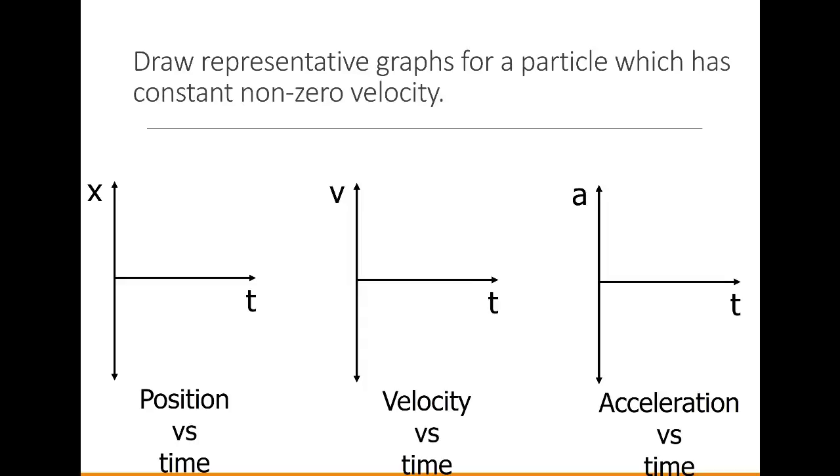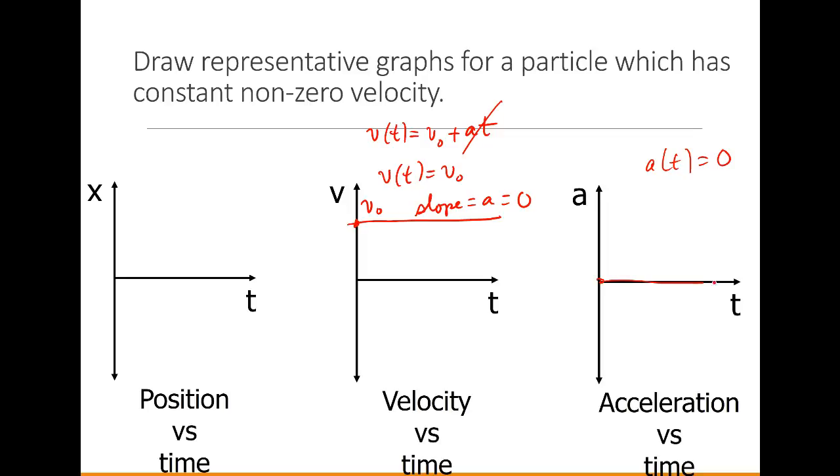Okay, what if we have a constant non-zero velocity? We'll call that v naught. So v of t is equal to v naught plus at. But we might notice that if it's a constant velocity, then the slope, which is the acceleration, is 0. So v of t will just become v naught. Then we have a of t, which will be 0. And finally, x of t will be x naught plus v naught t plus 1/2 at squared. That first term is 0, so we have x naught right here plus v naught t. So the slope of this is going to be v naught.